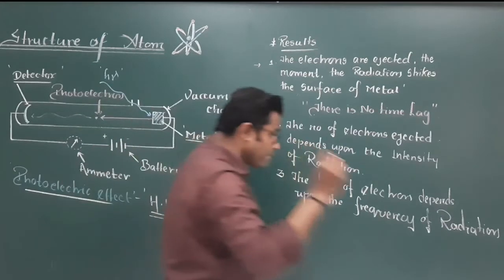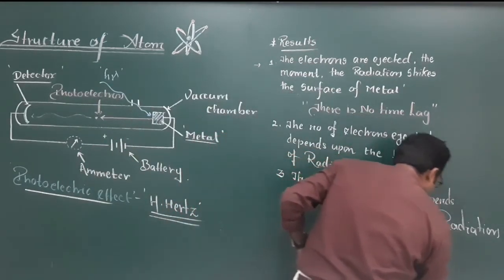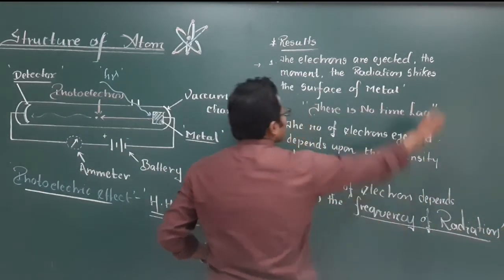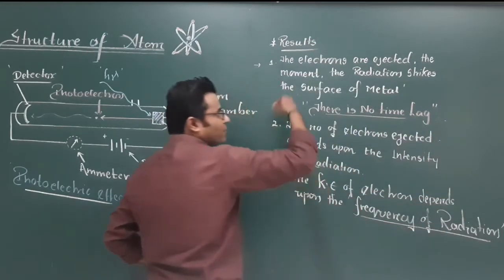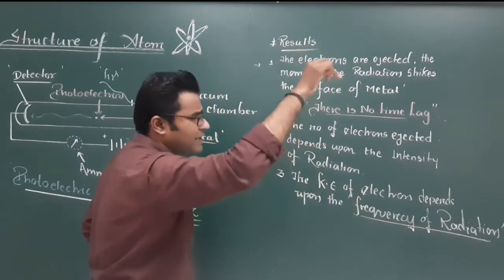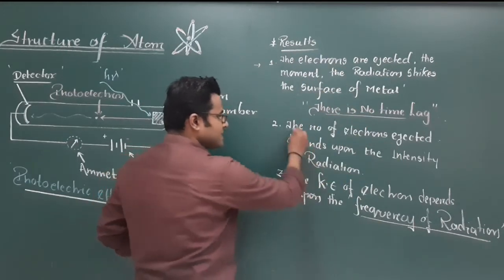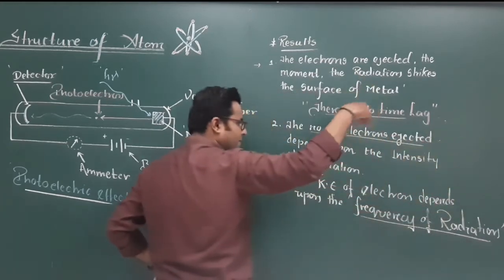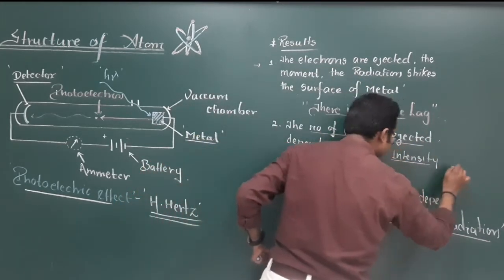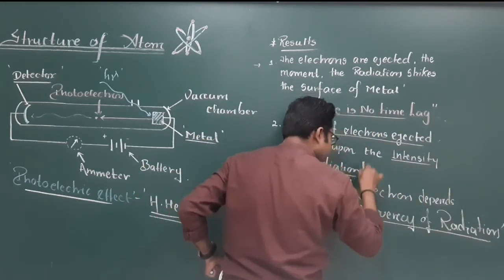Right? So these are the important points that we have to remember. First, there is no time lag. The very moment the radiation strikes the surface, electrons are ejected. Second, the number of electrons ejected becomes greater with the intensity of radiation. These are the important points.